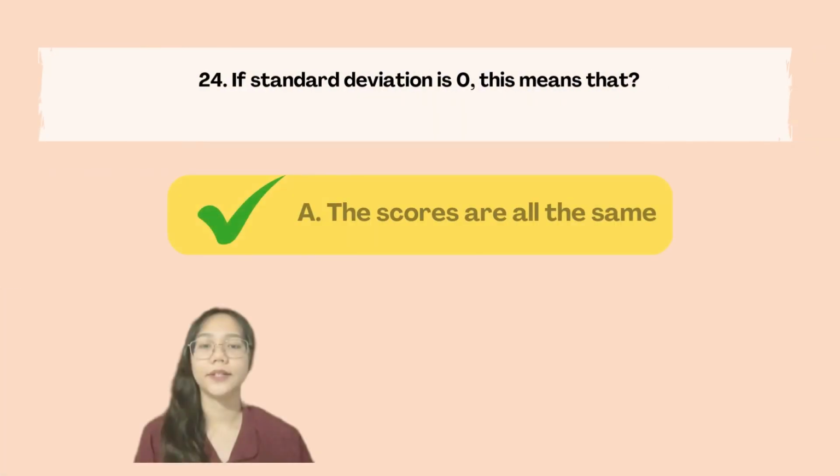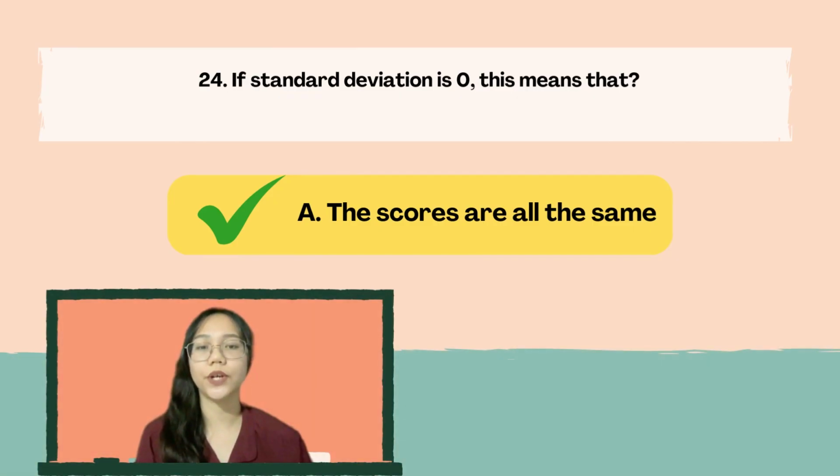The correct answer is A. The scores are all the same. The standard deviation measures how far the scores are from the mean. In short, it shows how spread out the scores are. If the standard deviation is large, the scores are very different from each other. If the standard deviation is small, the scores are close together. While if the standard deviation is 0, that means there is no difference at all. Every score is exactly the same.